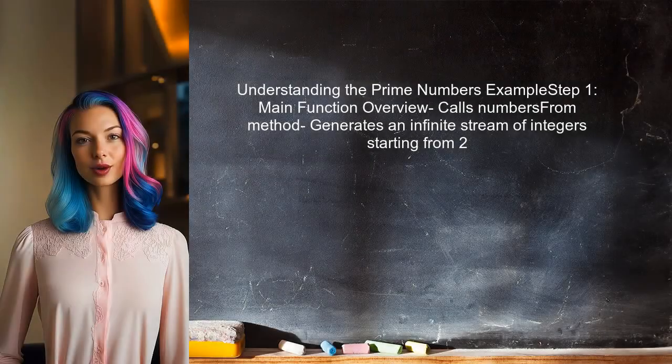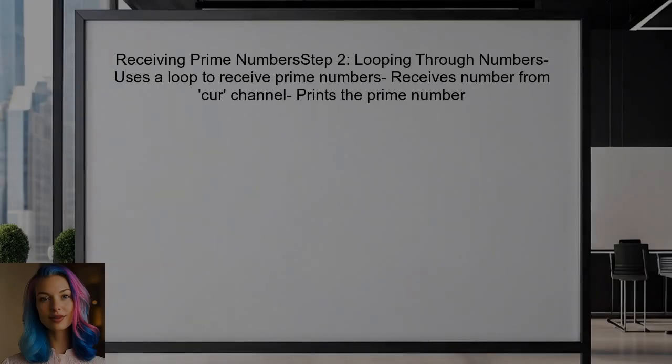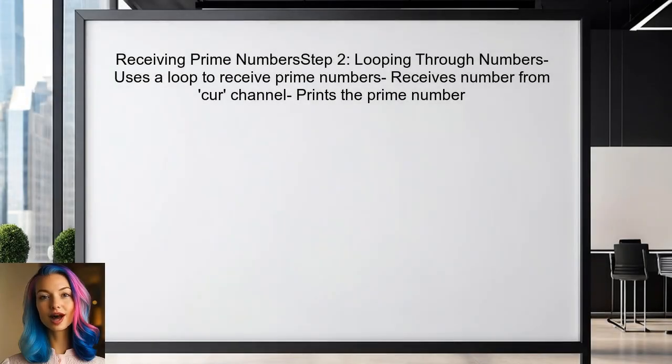To understand how the prime numbers example works, the user should first look at the main function. This function starts by calling the numbersFrom method, which generates an infinite stream of integers starting from 2. Next, the user should note that the main function uses a loop to receive prime numbers.